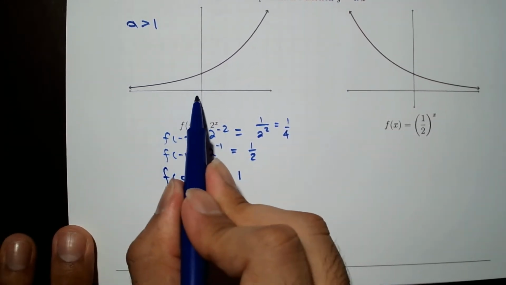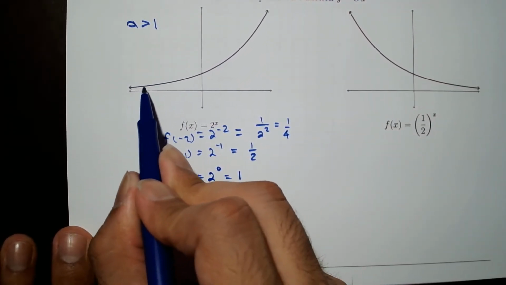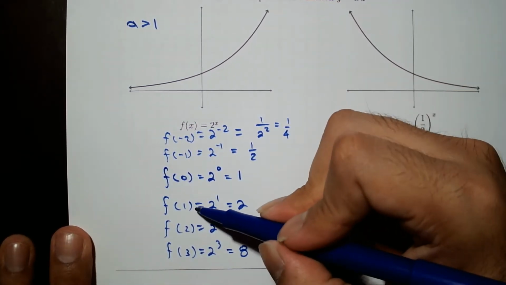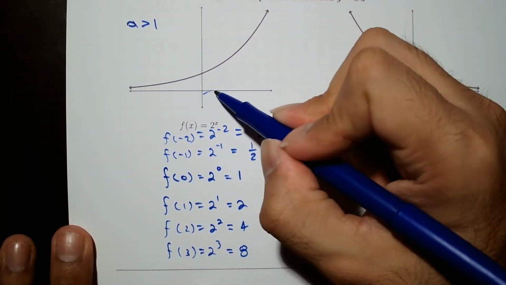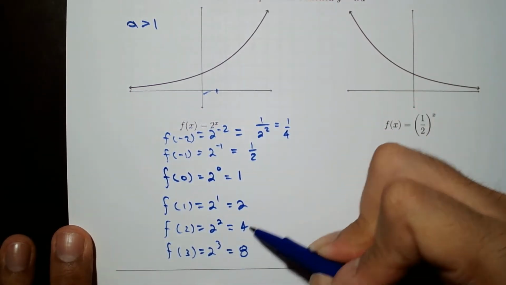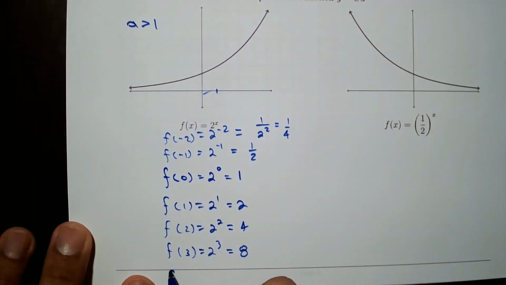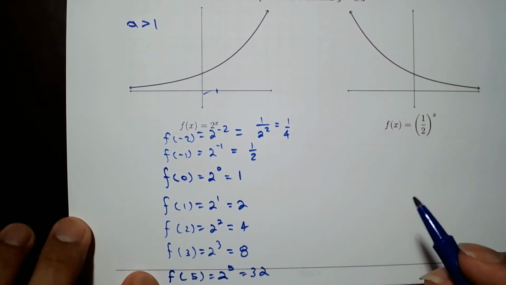And for negative values of x, the y values are going to be very small. And for positive values of x, like 1, 2, 3, 4, 5, notice how this number starts growing. In this case, f of 5 is 2 to the 5th power, which is 32. Huge number, right? So they start being huge.